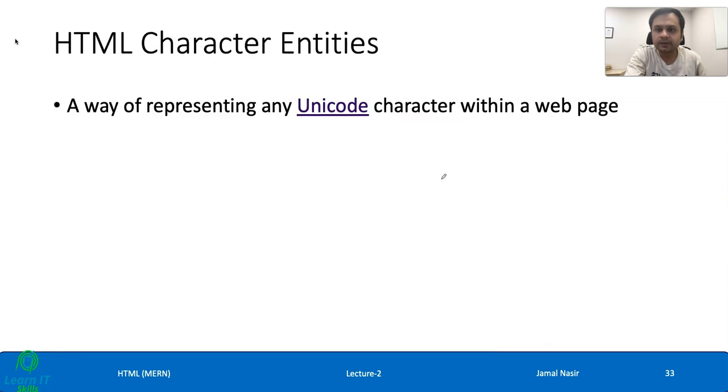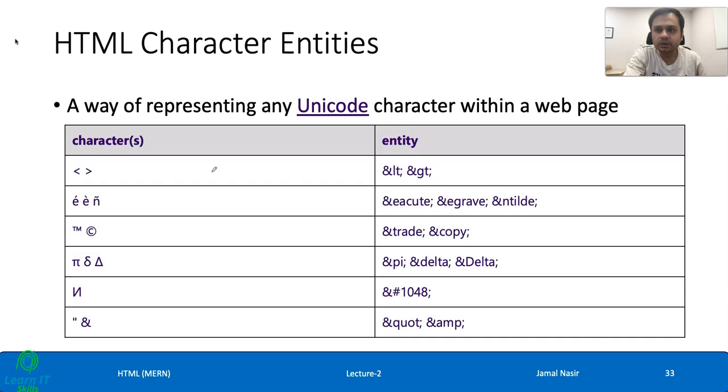HTML character entities: we can use different HTML codes to represent different characters. Like if you want to show a trademark, then you can write it this way and you will get the TM symbol on the web page. So it is possible; you can represent Unicode and other characters.